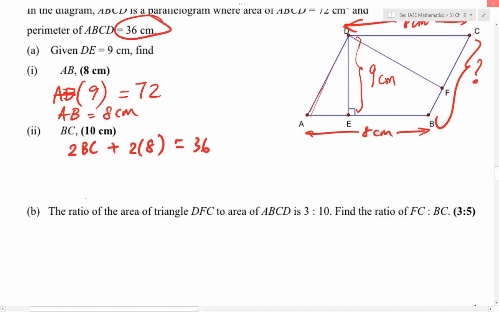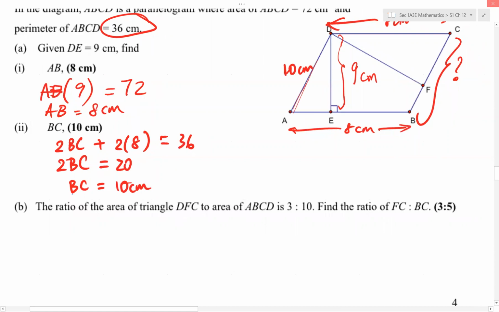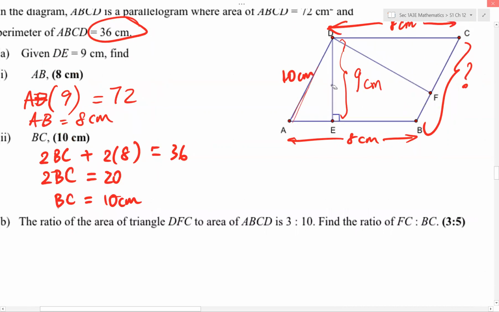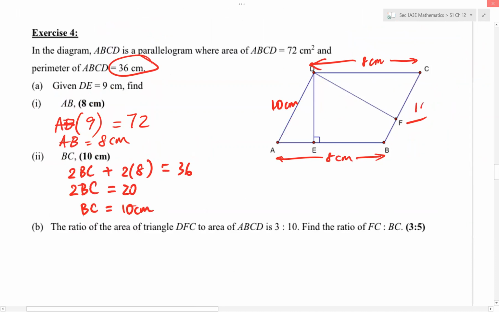You might be doing mental sums already. Sure, go ahead. Or you can do it step by step. You can write 2BC like this. You can draw brackets around BC if you want to. So 2BC will now be equal to 36 minus 16, which is 20. We subtract 16 on both sides. And now for BC, we divide by 2 to give us 10 cm. So 10 cm, 10 cm.